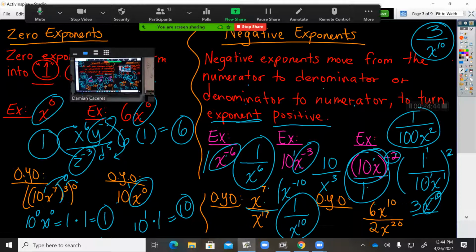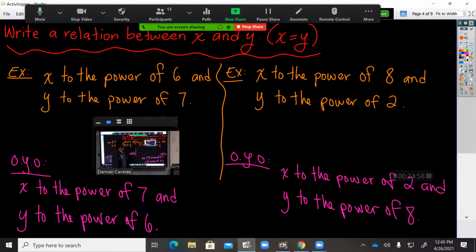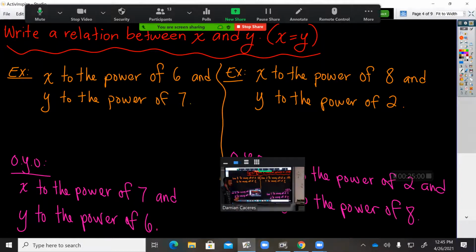So far, so good. Any questions? All right, let's move on to the next page. Very, very simple one unless you missed the explanation. So please pay attention here.